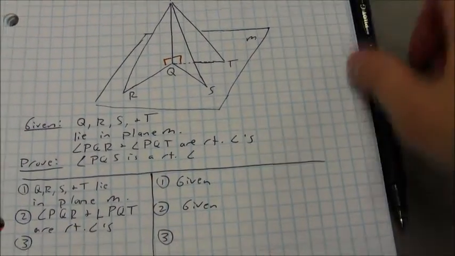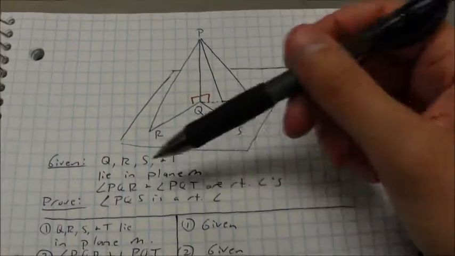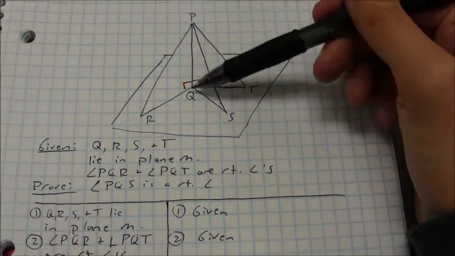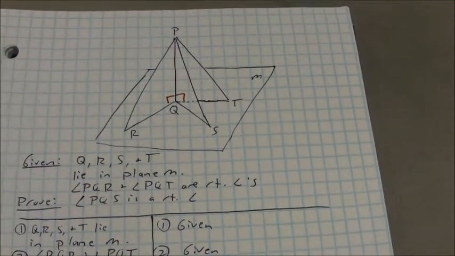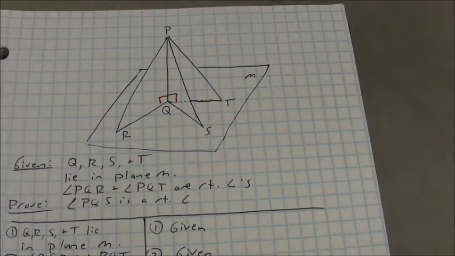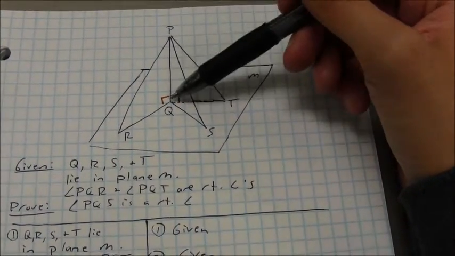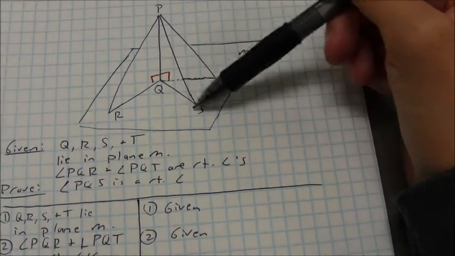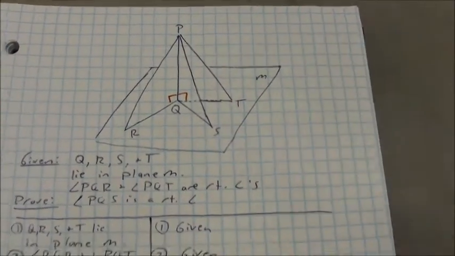As a result, what I'm trying to do here is prove that PQS, this angle right here, is a right angle. I noticed that PQ appears to be perpendicular to the plane, but I wasn't told it's perpendicular to the plane. So if I can show it's perpendicular to the plane, I know that it's perpendicular to all lines in the plane that pass through its foot, and that would also show me that this PQS from this third triangle is also formed by perpendicular lines, making it a right angle.